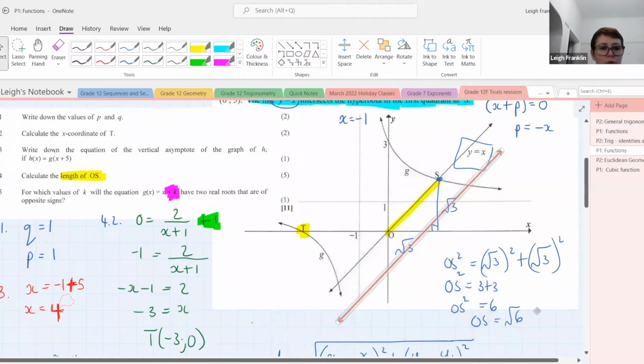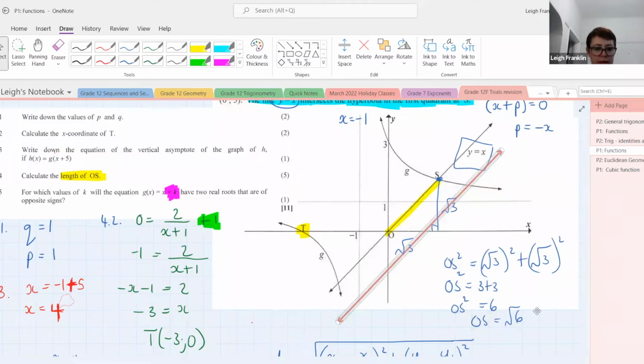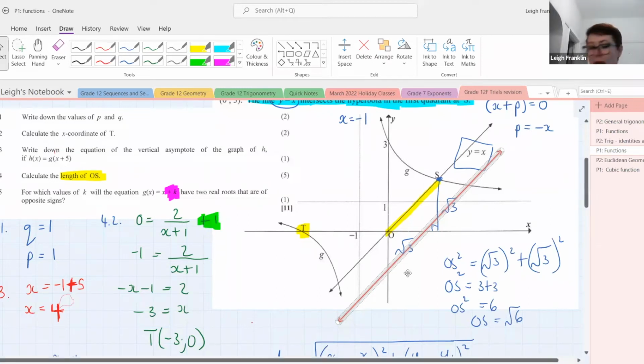So they want two real roots that are of opposite sign, okay? In other words, one root has to be where x is negative, and the other root has got to be where x is positive. At the moment, it's got two real roots of opposite sign when it is sitting where it is currently, in that position over the line y equals x.